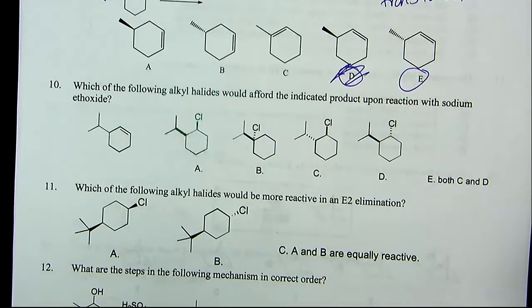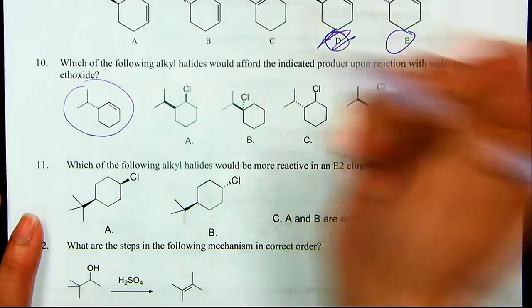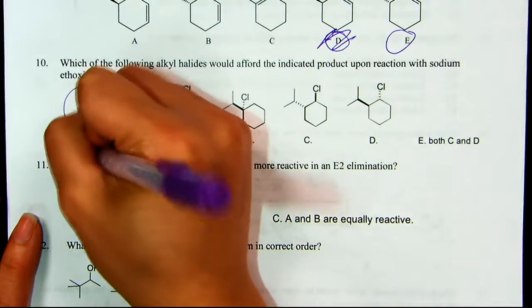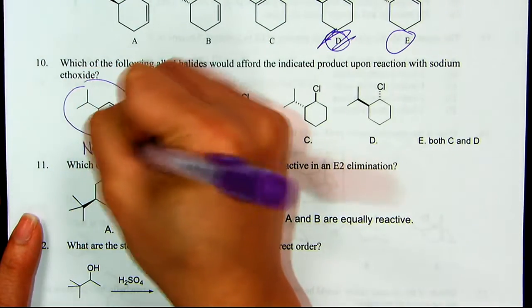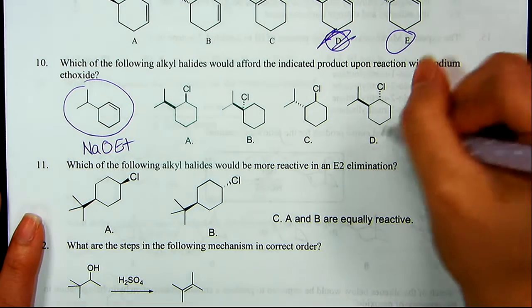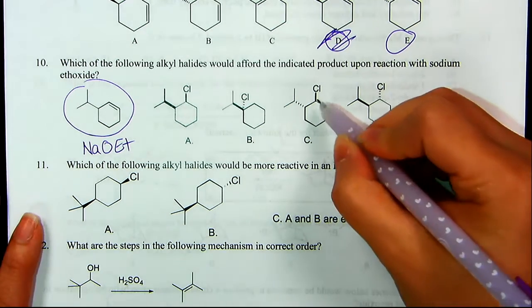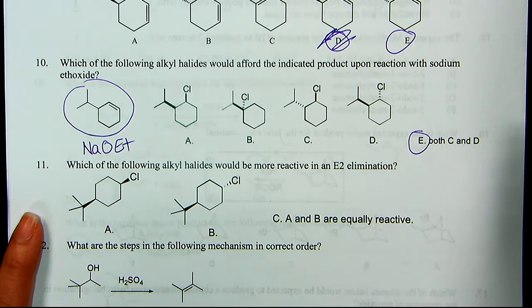Okay. Number 10, which of the following alkyl halides would afford the indicated product upon reaction with sodium hydroxide? This is your product, and you're using sodium hydroxide, NaOH. That's a strong base, strong nucleophile. So in this case, it should be C. Because again, the hydrogens would be, I think it's actually this. If it's this, it should go.